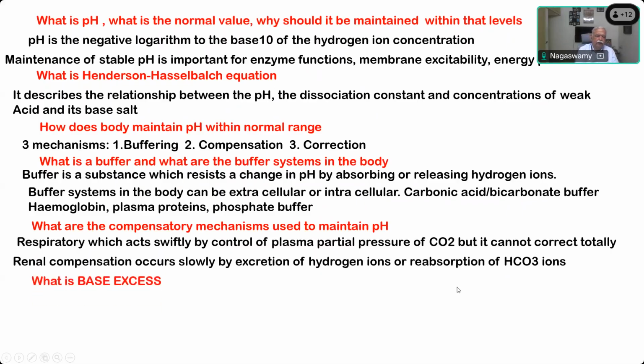What is the meaning of base excess, which you normally see in your ABG reports? What is the definition of base excess? So, it is the amount of bicarbonate needed to get back the pH to normal.